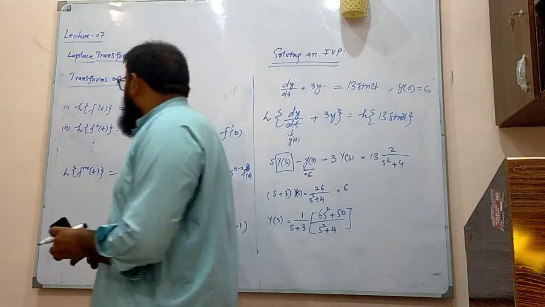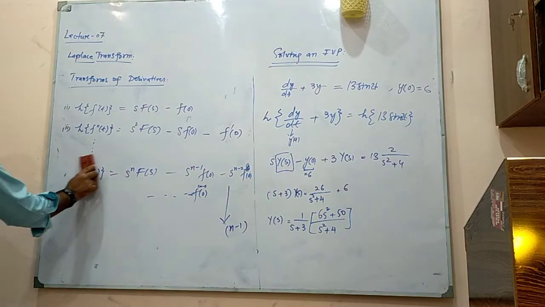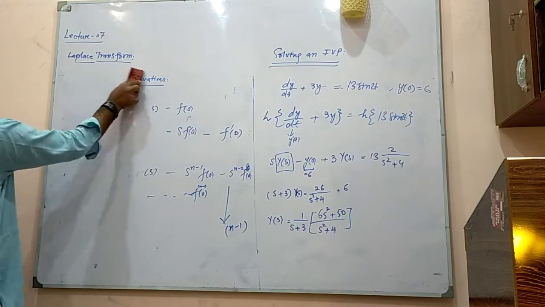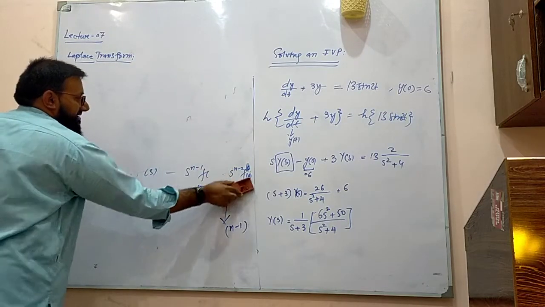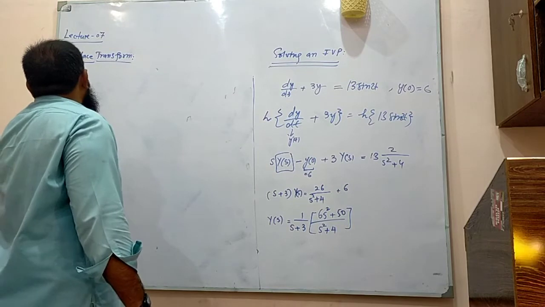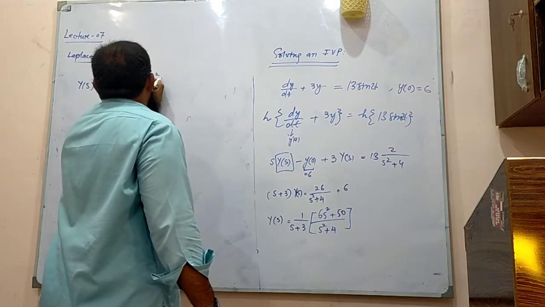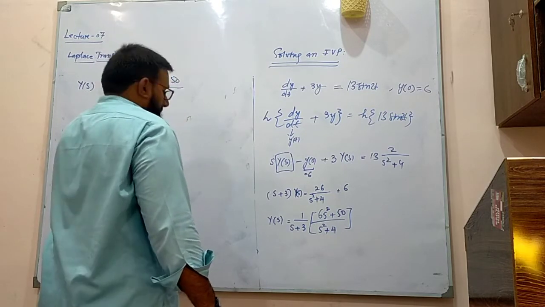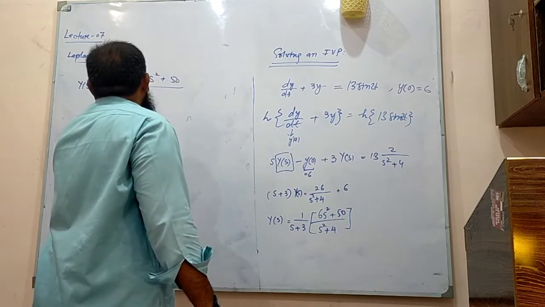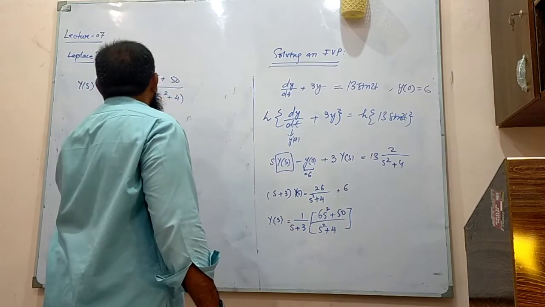But the main problem is how to invert this. Otherwise the rest of the things are going to be very easy. And for this we know the basic tricks of how to deal with it. So Y of s is going to be (6s square plus 50) over (s plus 3)(s square plus 4).